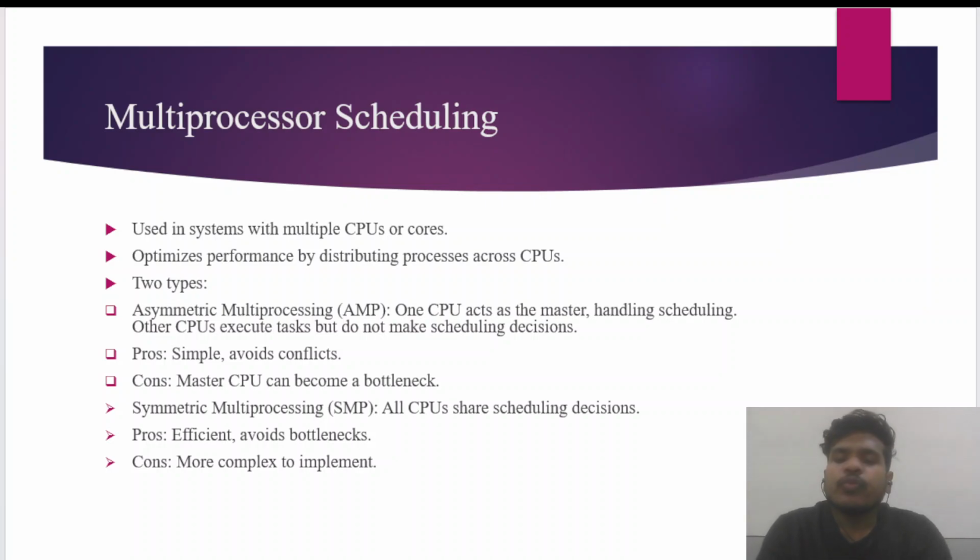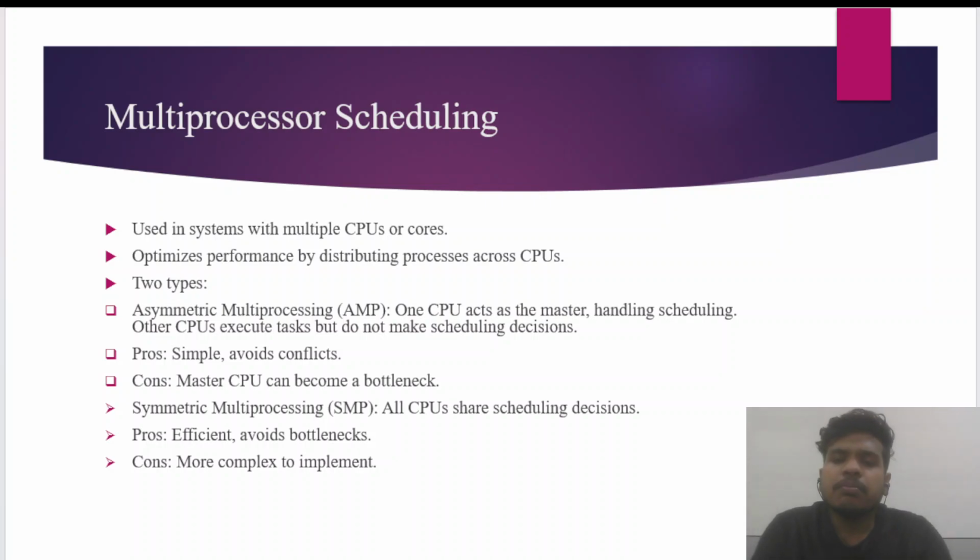Then after these algorithms, we have multiprocessor scheduling. As the name suggests, it means that there are multiple processes that are to be scheduled. Most modern computers have multiple CPUs or CPU cores. So, to maximize performance, the operating system must schedule processes across multiple CPUs efficiently. There are two main types of multiprocessor scheduling.